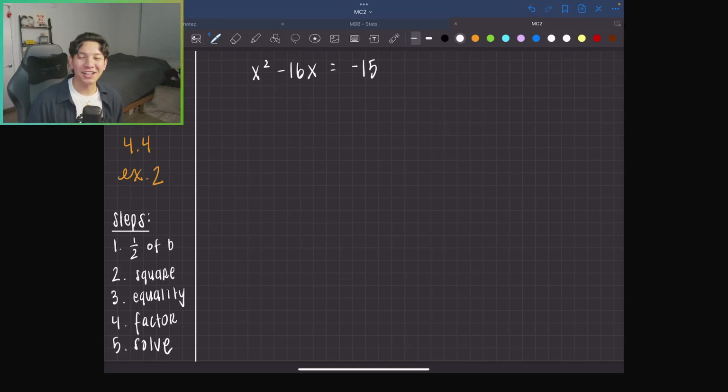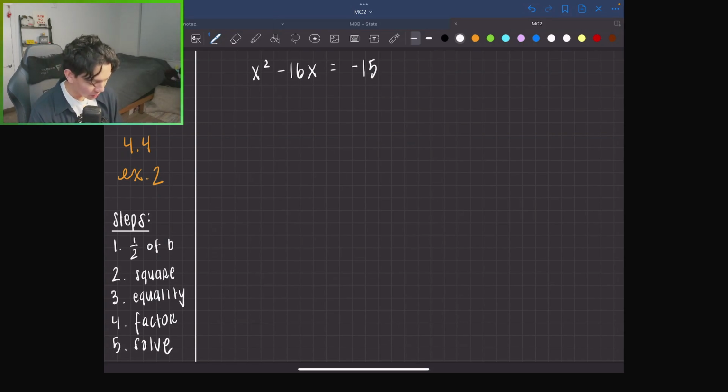All right, let's go over example number 2. So here we have an equation, x squared minus 16x equals negative 15. The idea here is we need to isolate the variable x so that we can find out what value of x needs to happen in order for this equation to be true. And in order for us to solve this, we can complete the square.